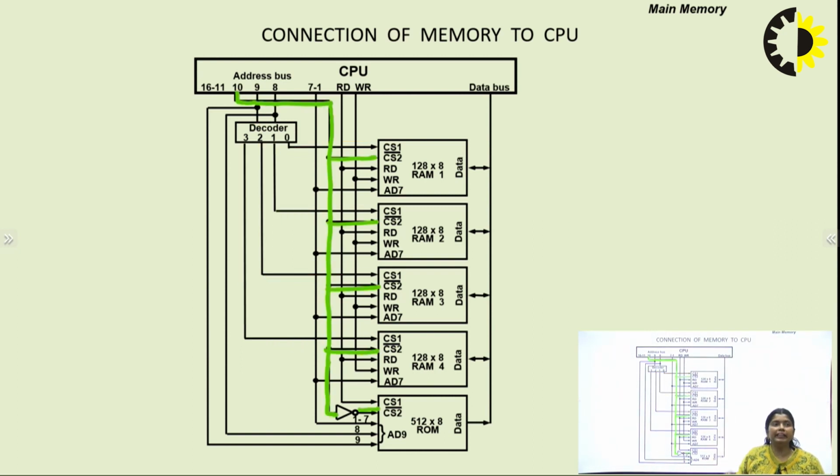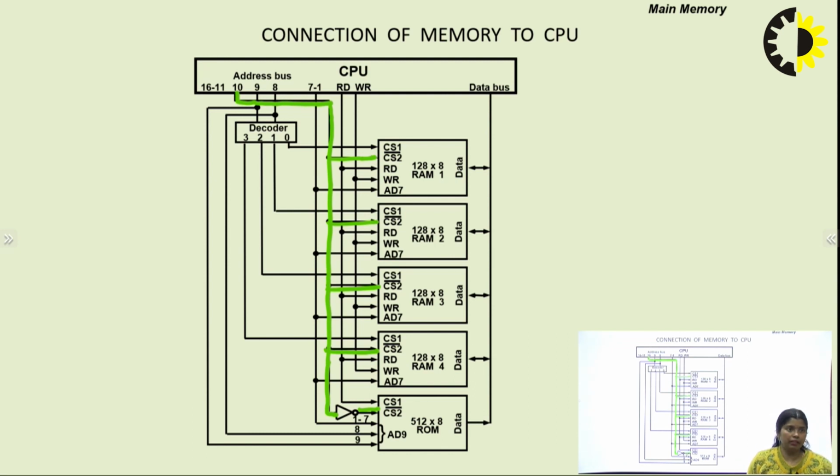And next is the 10th bit. The 10th bit selects whether your data will be stored in the RAM or ROM. What does the 8th and 9th bit select? The 8th and 9th bits select in which particular RAM your data will be stored. But the 10th bit says whether your data is going to a RAM or a ROM.